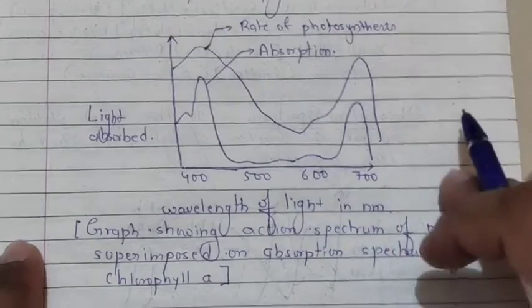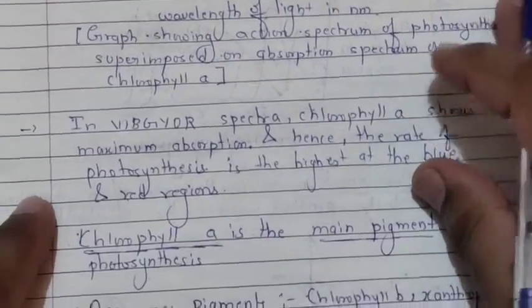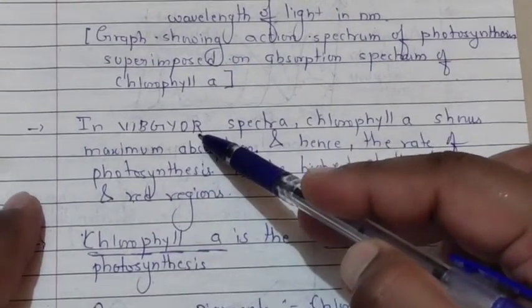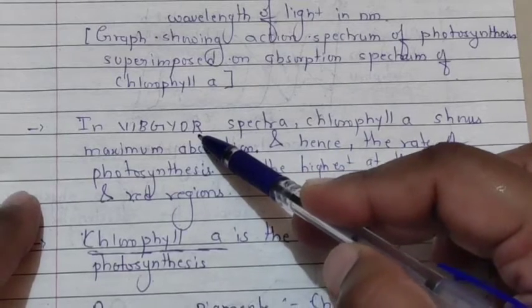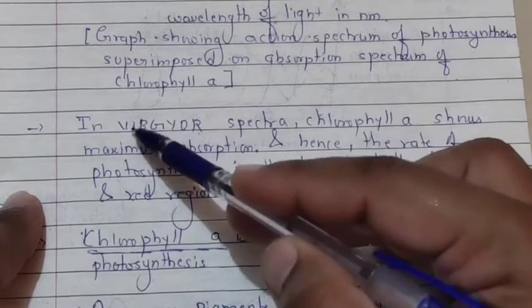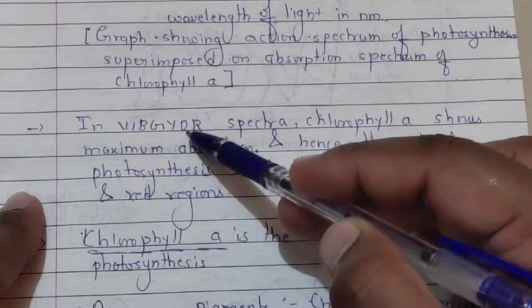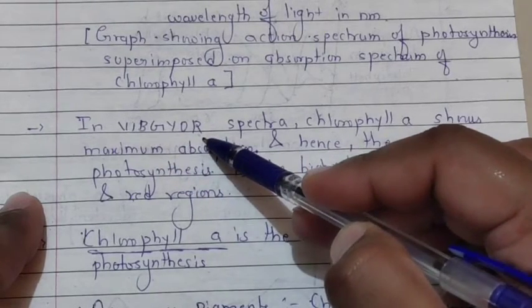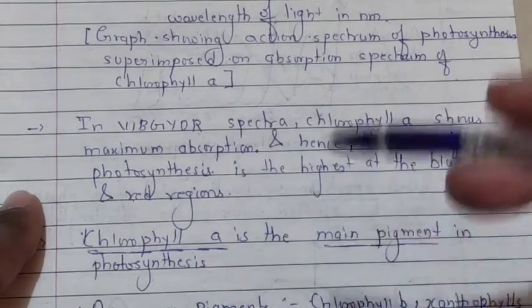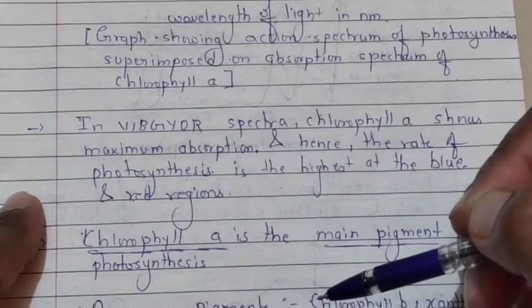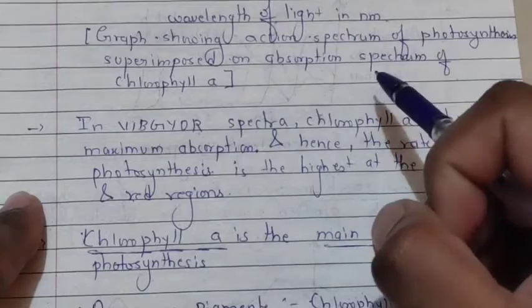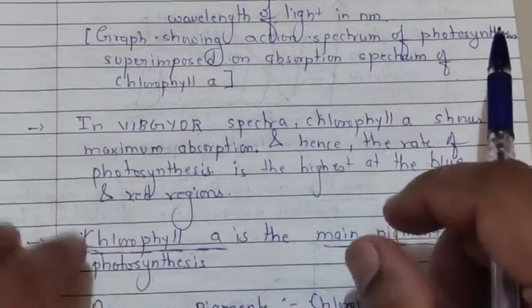Right? So moving to the next point. In VIBGYOR, what is this VIBGYOR? It is a spectrum. Violet, indigo, blue, green, yellow, orange and red. We get this spectrum when we pass light through a prism; it splits into different colors.